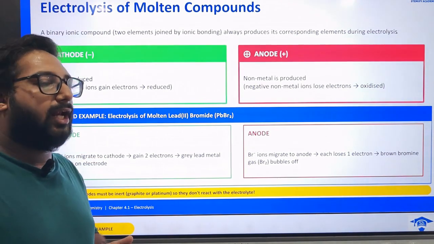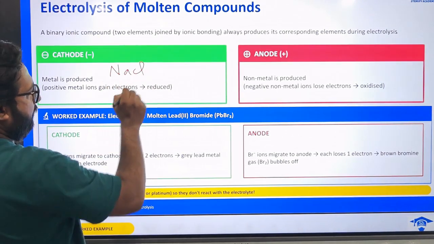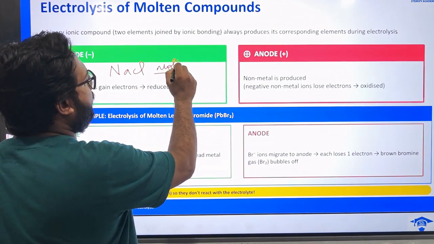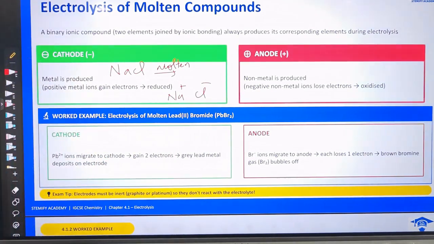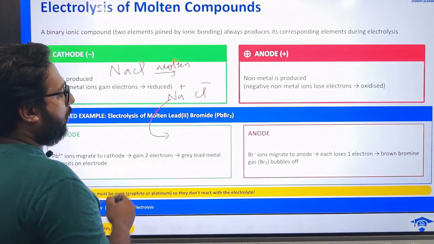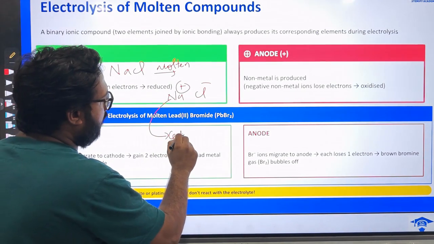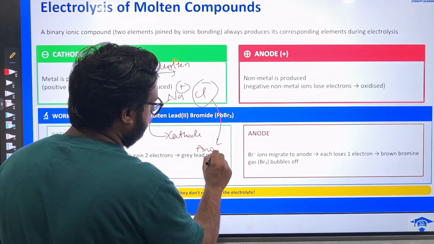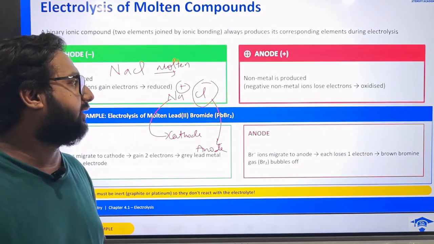When we take a molten compound, for example, let us take NaCl. When NaCl is in molten form, NaCl breaks down into Na+ and Cl-. Now, during electrolysis, Na+, because it is a cation, goes to the cathode, and chlorine, which is an anion, goes to the anode. So electrolysis of molten compounds is very straightforward and very easy.